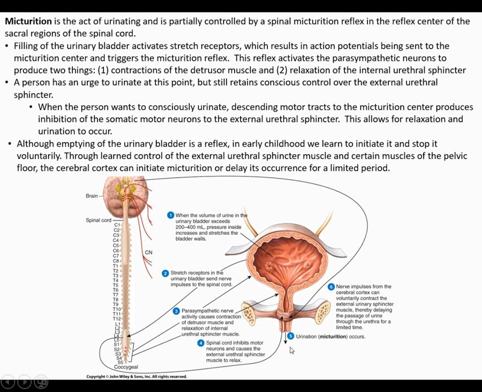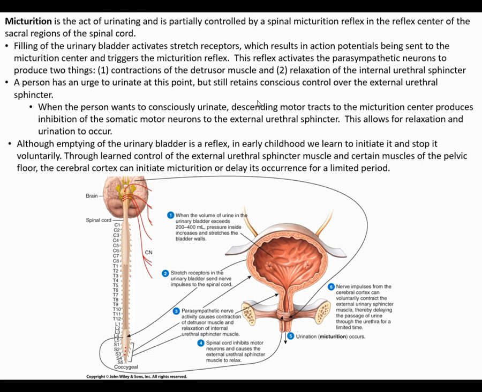Although emptying of the bladder is a reflex, in early childhood we learn to initiate it and stop it voluntarily. To learn control of the external urethral sphincter muscle and certain muscles of the pelvic floor, our cerebral cortex can initiate micturition or delay its occurrence for a limited period of time.